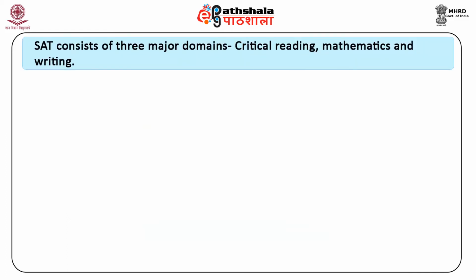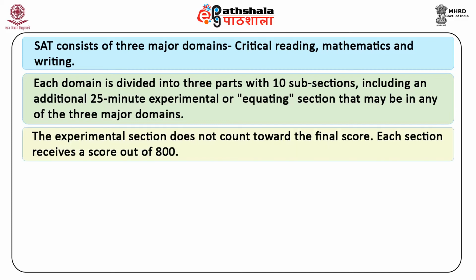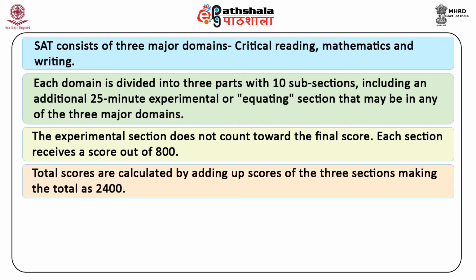SAT consists of three major domains, vis-a-vis: critical reading, mathematics, and writing. Each domain is divided into three parts with 10 subsections, including an additional 25-minute experimental or equating section that may be in any of the three major domains. The experimental section does not count towards the final score. Each section receives a score out of 800. Total scores are calculated by adding up scores of the three sections, making the total 2400.